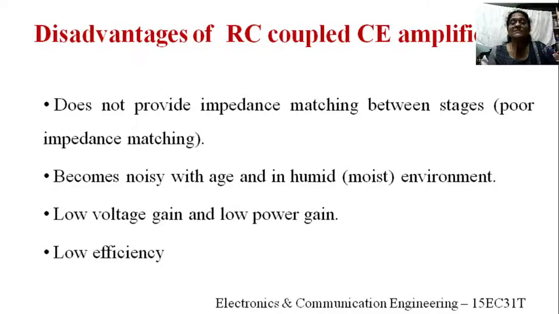So what happens with poor impedance matching? The signal level drops, right? Poor impedance matching means maximum power transfer will not take place there. Therefore we cannot use the RC coupled amplifier in the last stages of transmitters. And next, it becomes noisy with age and in humid conditions. Humid means a moist environment, so it becomes a little bit noisy. And next is low voltage gain, low power gain, and also low efficiency. Due to these disadvantages, we can't use it in the final stages of the transmitter.